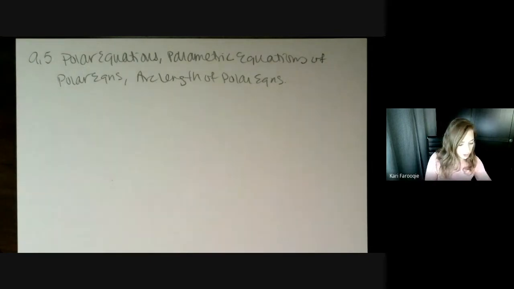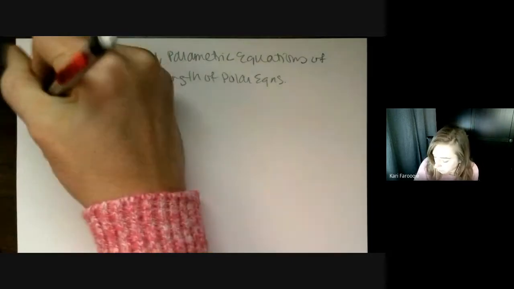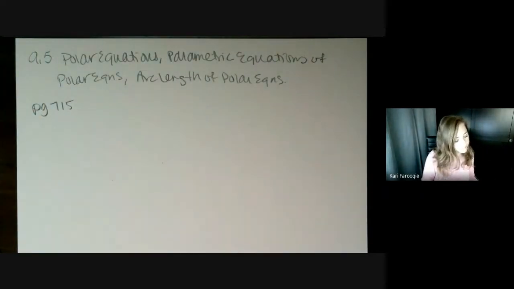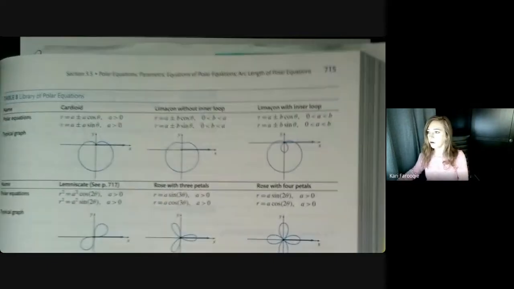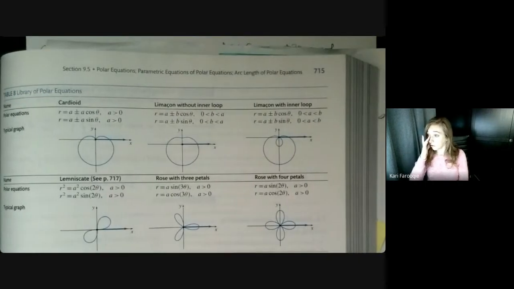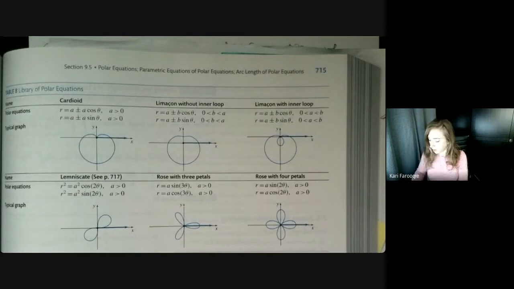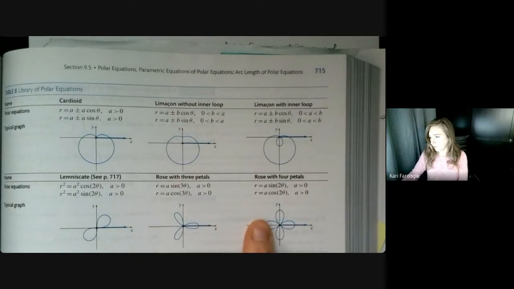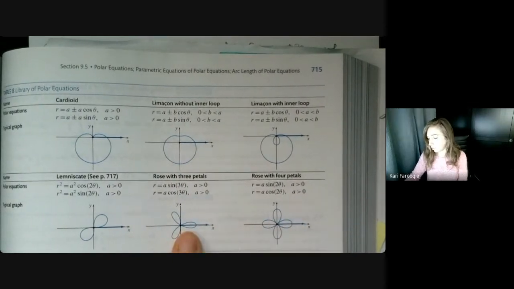I would like to direct you, if you have a book, you don't have to open this up, but I think it's really helpful to look at these graphs on page 715. I'm going to put mine up here for you. There's a little chart, and it gives you a rundown of the different types of graphs you're going to see. I'm going to go through graphing one of these with you.